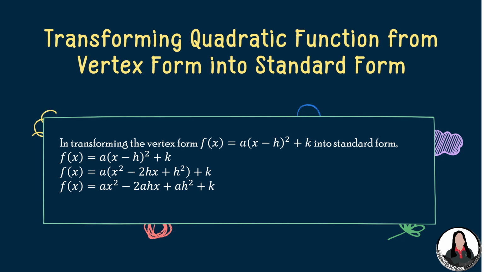So, pabalik naman tayo. Dito, madali lang siya kasi in transforming the vertex form f of x equals a quantity x minus h squared plus k into standard form, ganito lang ang process na gagawin. F of x equals a times quantity x minus h quantity squared plus k will become a multiplied by the quantity x squared minus 2hx plus h squared quantity plus k. So this will become f of x equals ax squared minus 2ahx plus ah squared plus k. Mas madali siyang i-explain kapag may example.